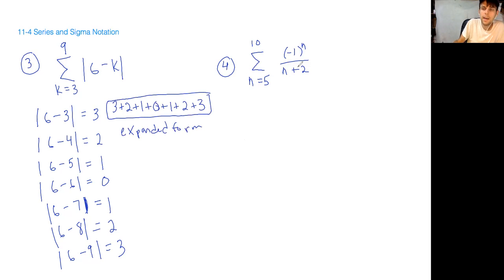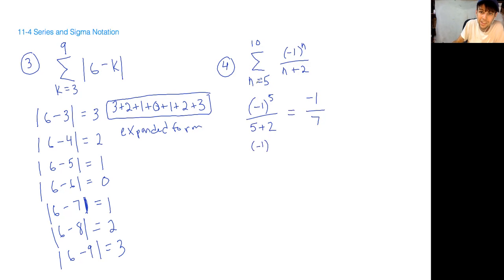Okay, next one here we have maybe a little more complicated definition of our series. So this is the variable expression that generates our sequence. We're starting when n is equal to 5, and we're ending where n is equal to 10. So we're going to plug in 5, and then 6, and then 7, and then 8, and then 9, and then 10, and then we'll be done. Okay, so our first term of our sequence is negative 1 to the 5th power over 5 plus 2. So negative 1 to the 5th, since this is an odd power, that's going to be negative 1 over 7.